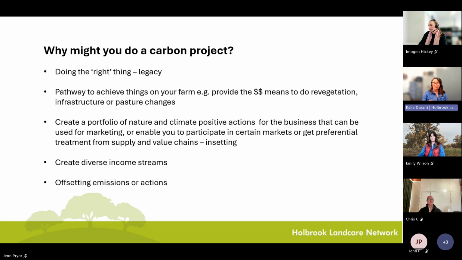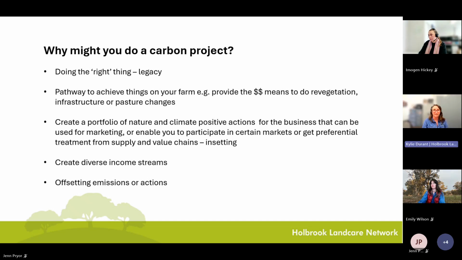The next reason is it being the incentive pathway to achieve things on the farm. So I might think, I've got my farm, I want to change it up, I want to change the paddocks, I want to do pasture improvement, I want to re-veg, I want to create a different farm. Well, how are you going to do that, and where do the means come from? And in some instances, carbon and nature projects might be able to provide the funding for some of that.